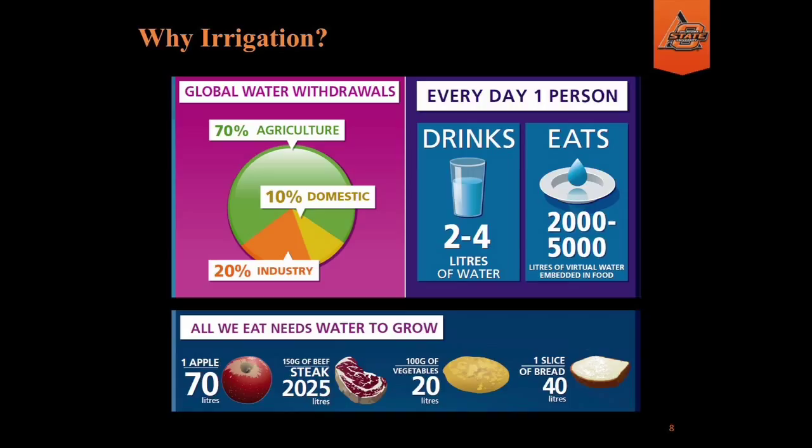So these are just some numbers. Like for a piece of steak, over 2,000 liters, that's like, what, 500 gallons of water for a steak. For apple, you see all those numbers. That's the amount of water that goes into production.